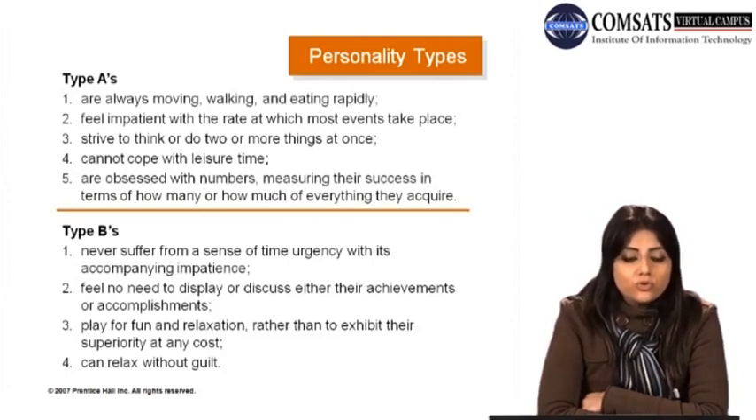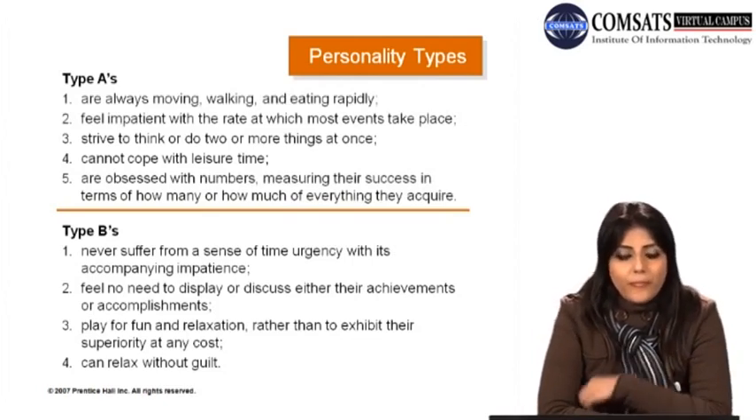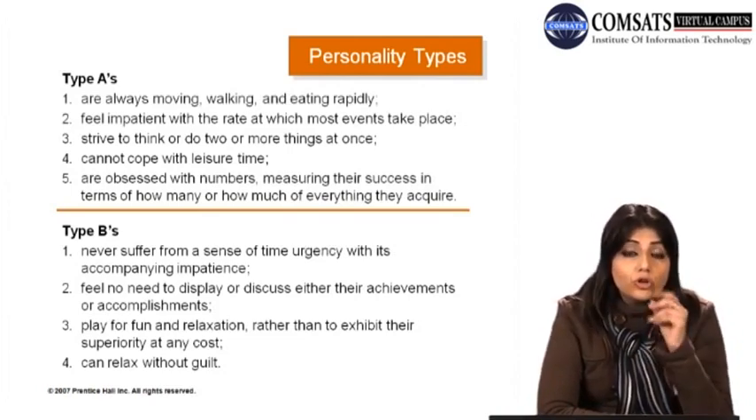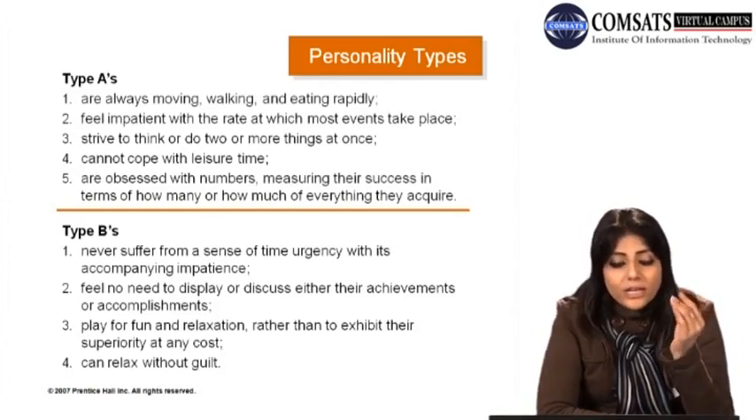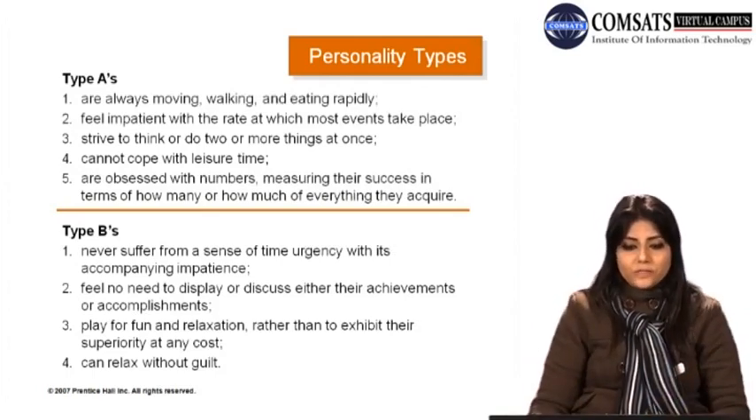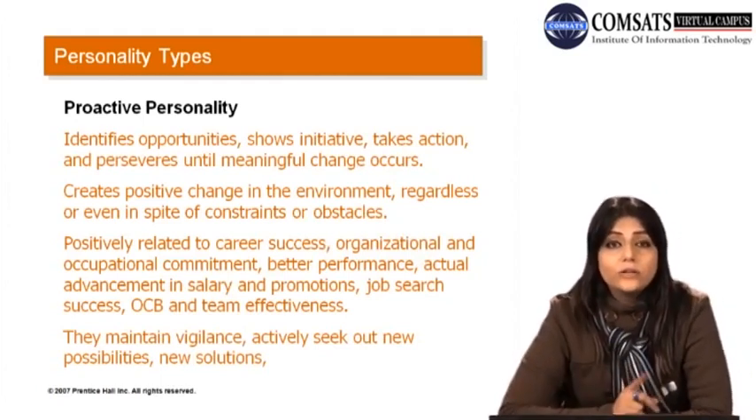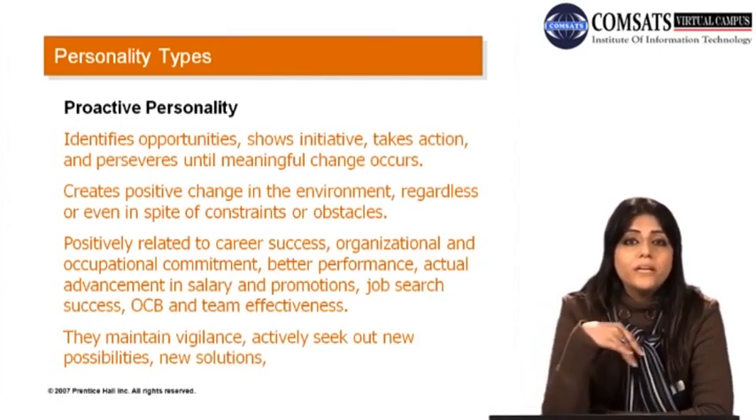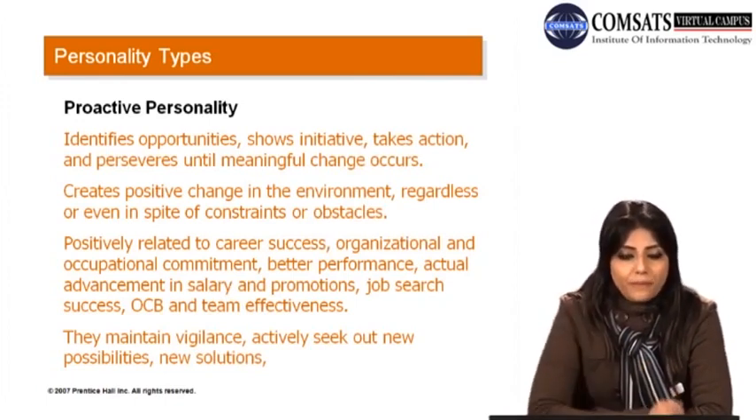Compared to the type B individuals, who are really opposite to the type A individuals, right? They're more fun loving, they're more relaxed, right? And they don't want to display and show their achievements and accomplishments to others. They are not impatient in achieving their goals and targets, compared to the type A individuals. Here I would like to tell you that type A individuals are reported to make bad decisions compared to type B individuals because of their hasty and quick output oriented nature.